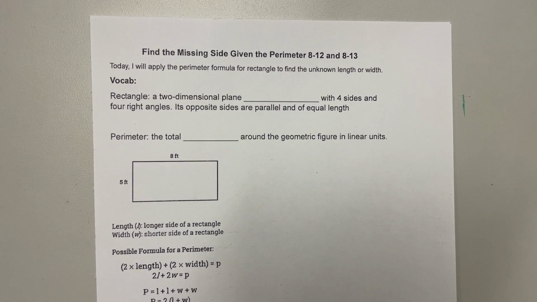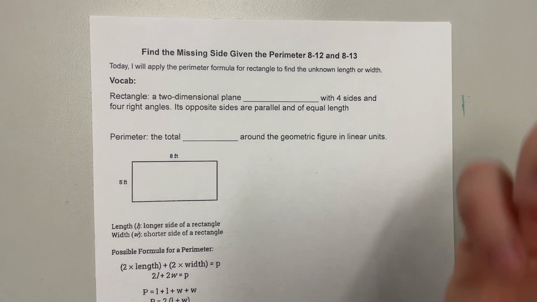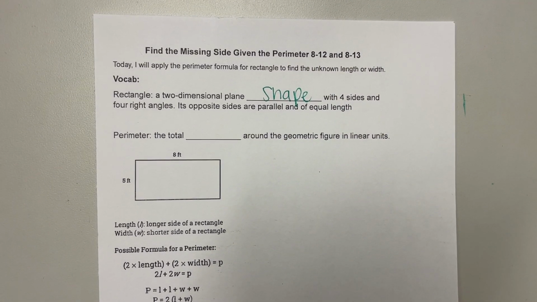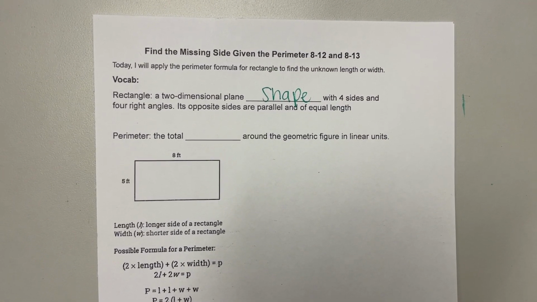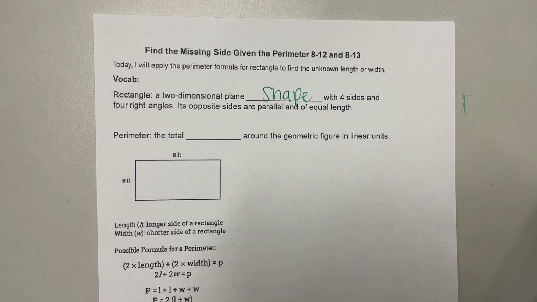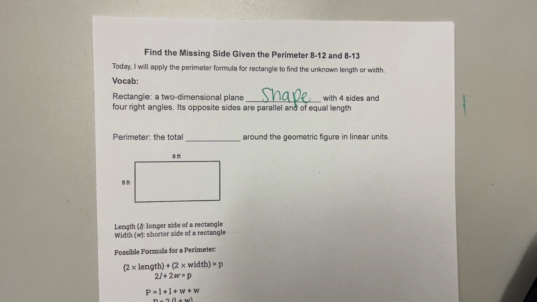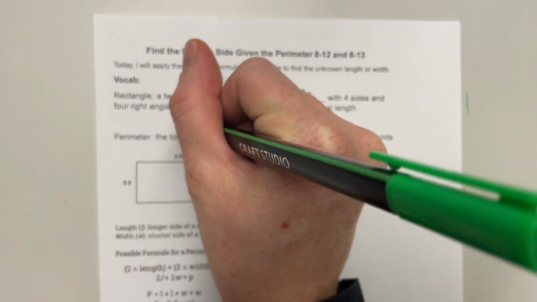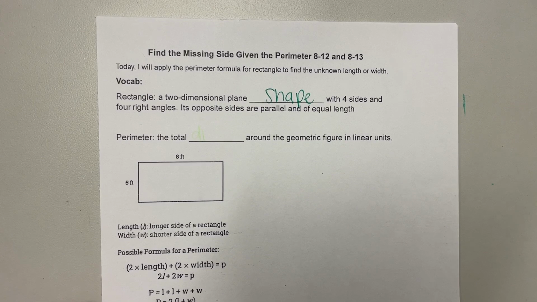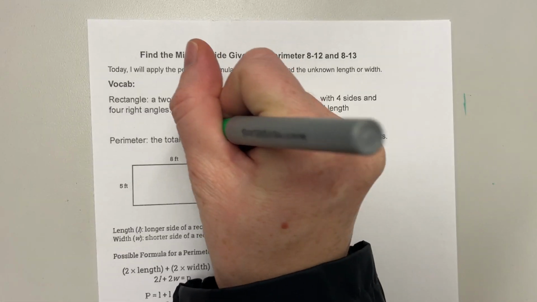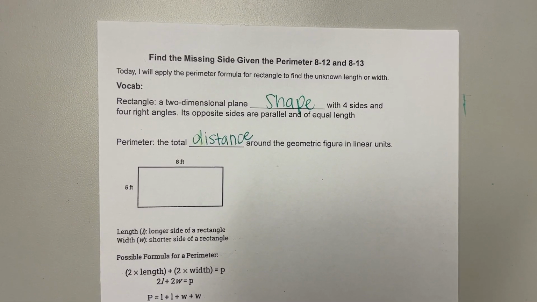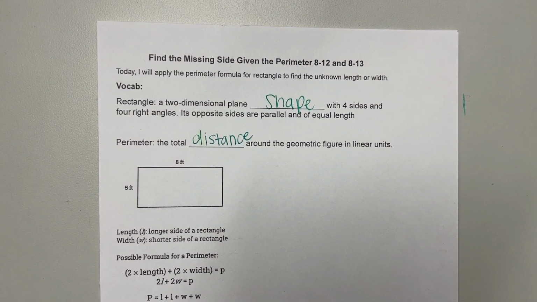So we have the same vocab words. We have a rectangle. It's a two-dimensional plane shape with 4 sides and 4 right angles. Its opposite sides are parallel and equal length. And then we have the perimeter, the total distance around. You can't see that one, sorry. My green pens are just not that bright today. Distance around the geometric figure in linear units.